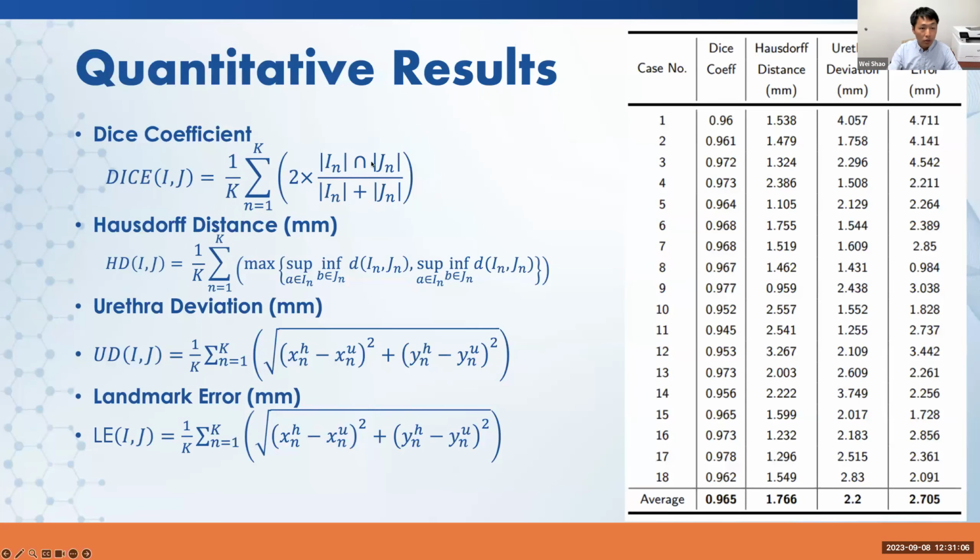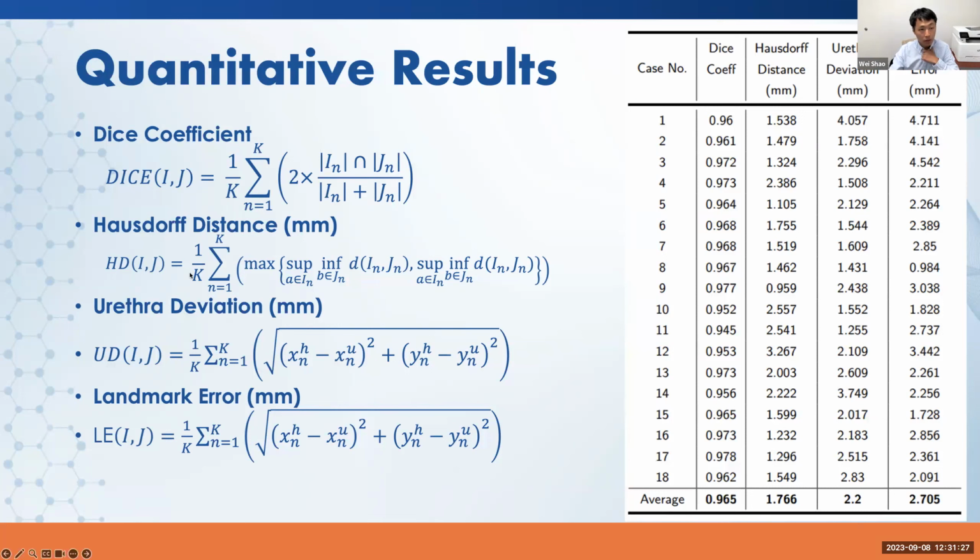Yeah, for the evaluation, we use 4 different metrics. First one is Dice coefficient. Dice coefficient measures the relative overlap between two image segmentations. And Hausdorff distance measures the distance between the boundary of the prostate, between the fixed image and the deformed image.